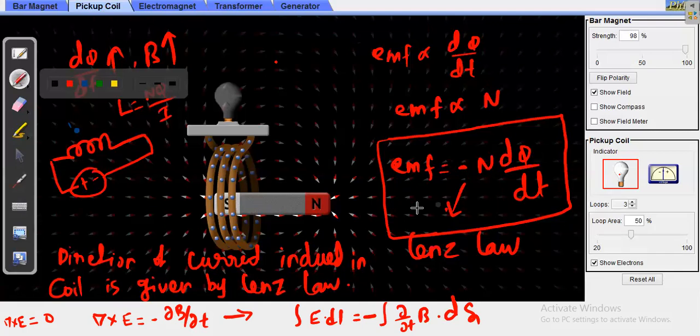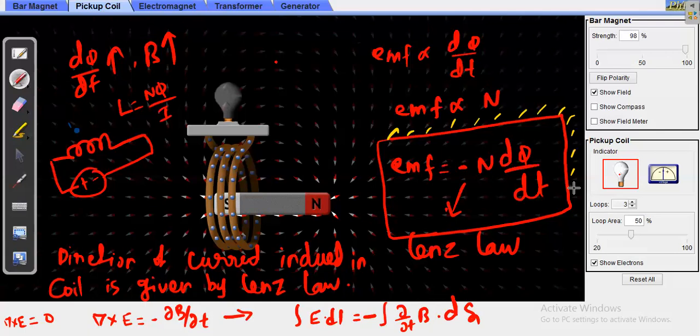I asked you to try the unit relation for this formula. Because EMF means you are telling voltage. Voltage is equal to d phi by dt. Have you tried it or not? Anybody remembering? You tell me something so that I can move next. Not tried.